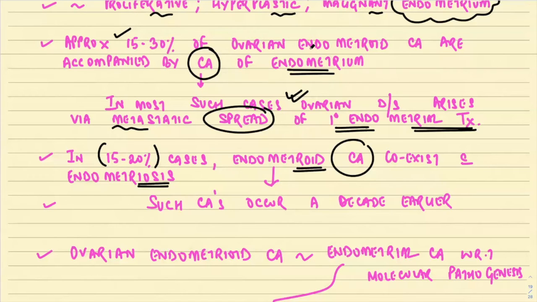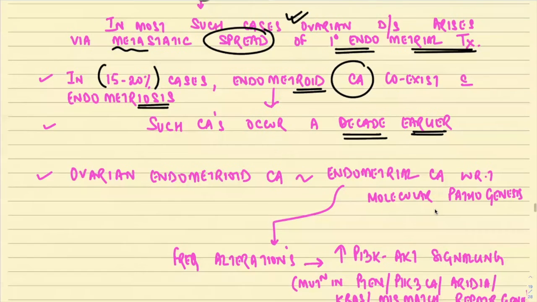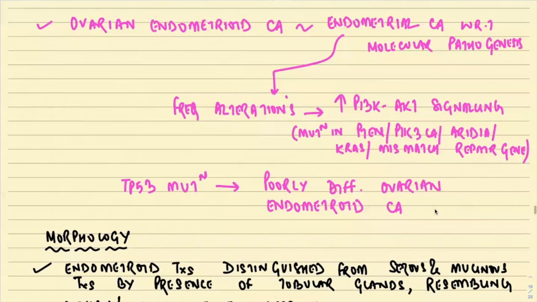Is this very clear? Such cancers occur a decade earlier. So a very, very important thing is that endometrioid carcinoma associated with endometriosis occurs a decade earlier. Ovarian endometrioid carcinoma is very much similar to endometrial carcinoma of the uterus. Why? Because both of them share the same molecular pathogenesis.